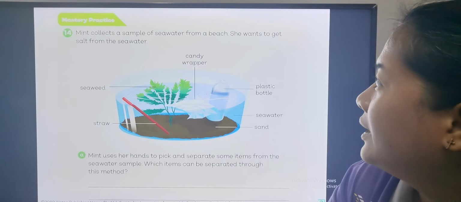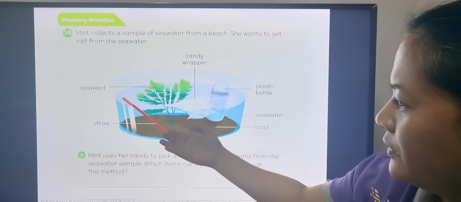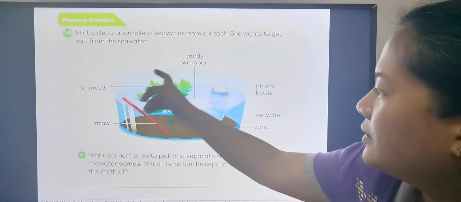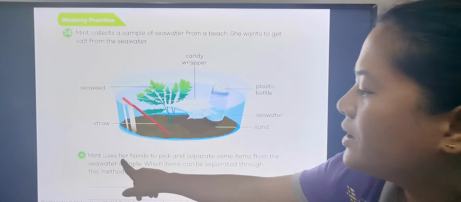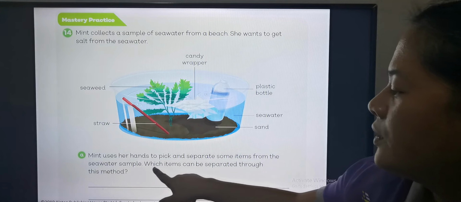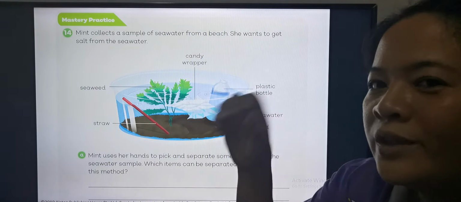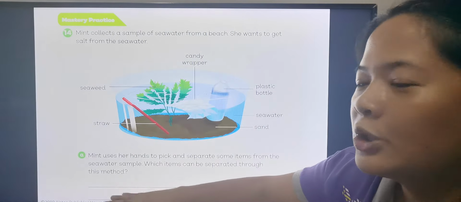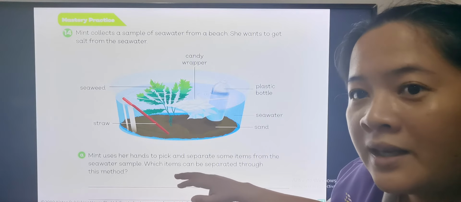And the number 14, Mint collects a sample of seawater from a beach. She wants to get salt from the seawater, okay? She has this sample, okay? She has sand, seawater, plastic bottle, candy wrapper, seaweed, and straw. Okay, so letter A, Mint uses her hands to pick and separate some items from the seawater sample. Which items can be separated through this method? When you only use your hands or hand picking, what items from here can you separate? Okay, so you write the items that you can separate through hand picking.